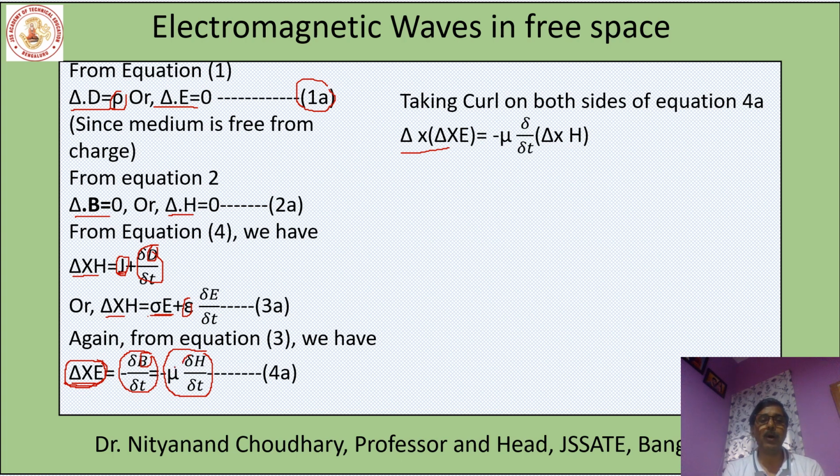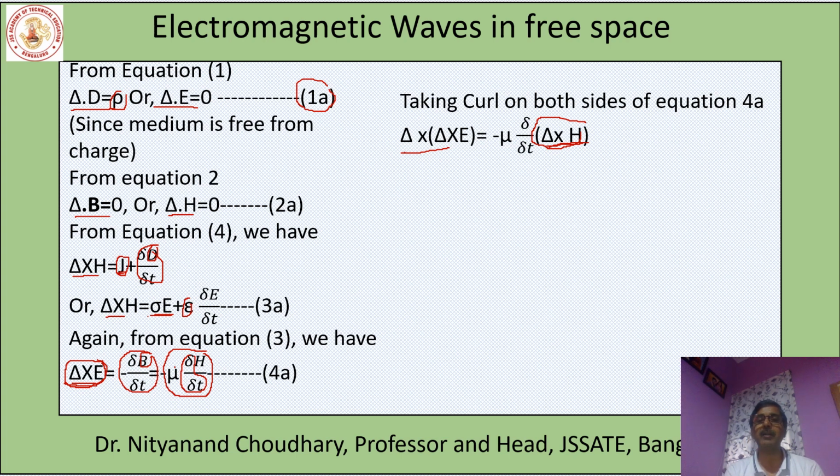So del upon del T I have taken outside of the bracket, and then I am taking the curl with del and H. So del cross H. So here I have taken on the right hand side. So mu I have taken common, del upon del T I have taken outside. So this becomes the rate of change of curl.